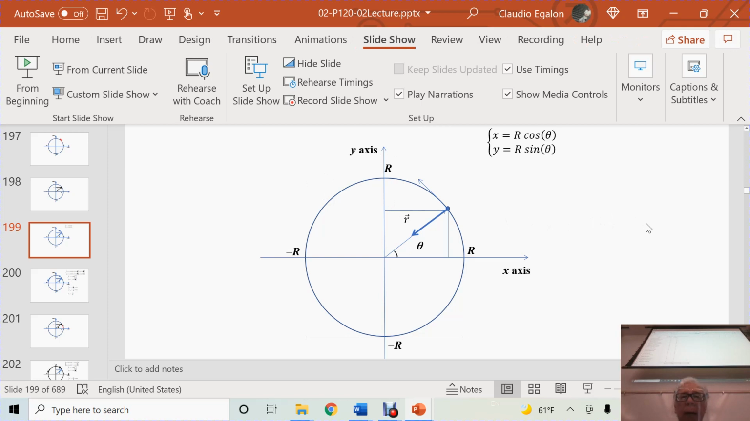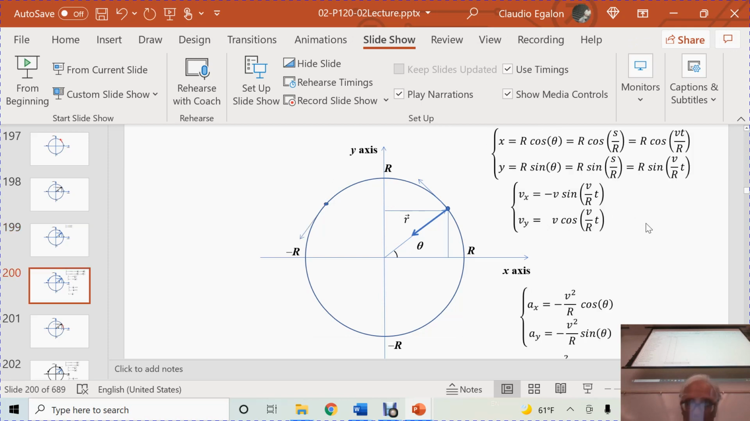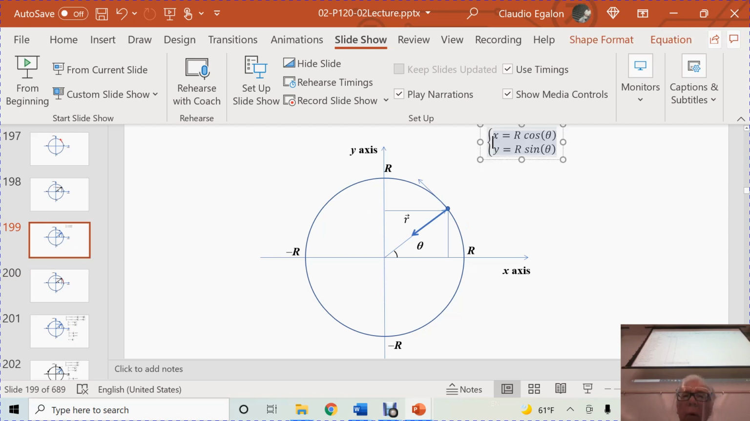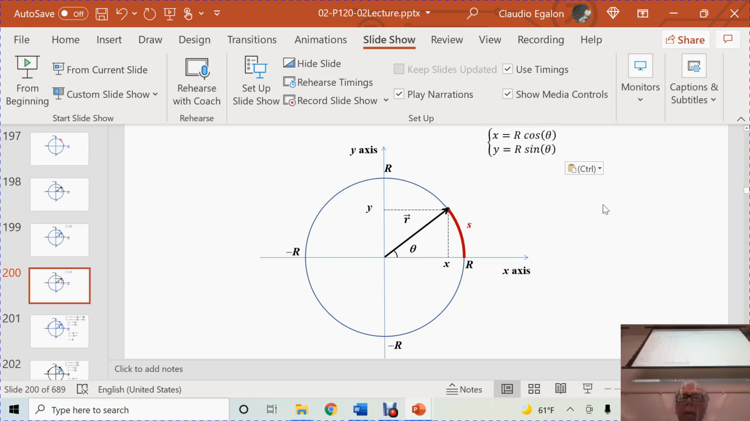Okay. And then what else? I have to show this one here. And I'm going to transport this equation to this slide. Let's not forget. See the path, the arc length S. I'm calling that arc length S. This arc length is related to R and theta. There is a relationship between them. And this relationship comes from the definition of angle, the very definition of angle.